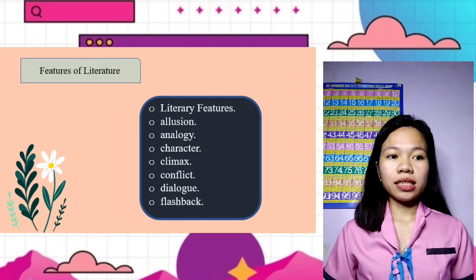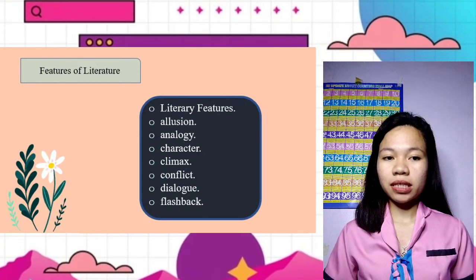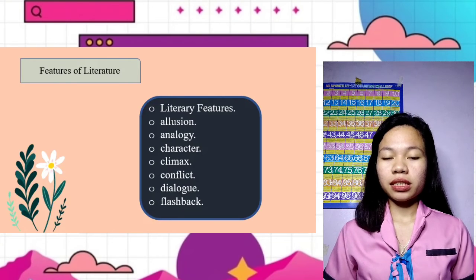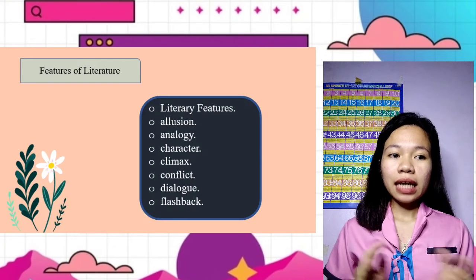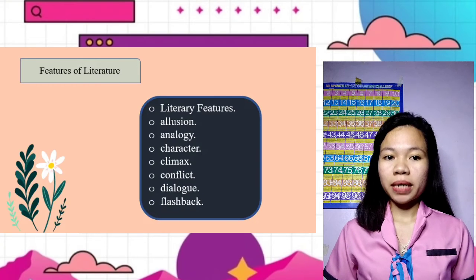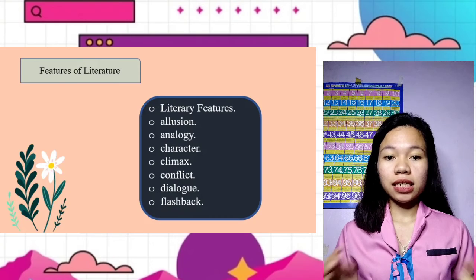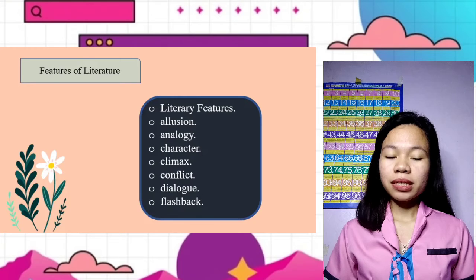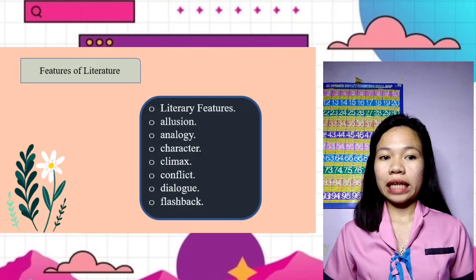The third one is the character. A dynamic character is a character that is changed by events or interaction with others. A static character is a character that stays essentially the same. And the fourth is the climax. The climax in a story is the high point of interest or suspense in a literary work. In some works of literature, the climax is the turning point. Example of the climax, Romeo and Juliet. The climax is often recognized as being the moment when Romeo kills Tybalt.